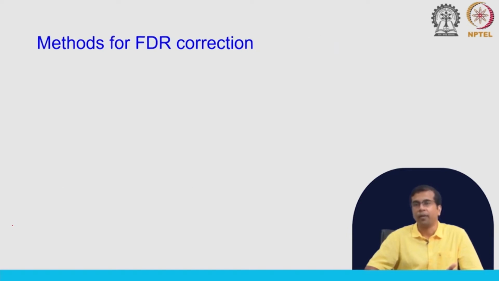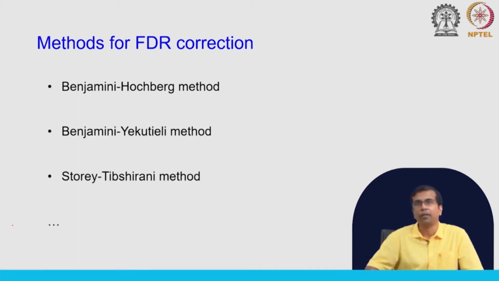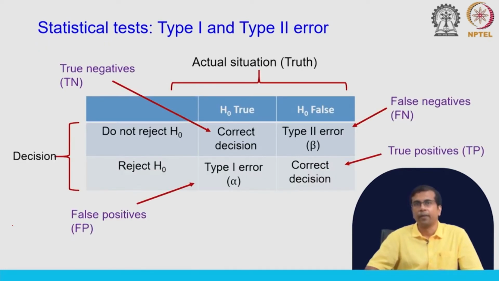Okay. And there are different methods out there. The first one and the most popular one is the Benjamini-Hochberg method. You also have other methods, for example, the Benjamini-Yekutieli method, and then you have the Storey-Tibshirani method. This is a Q value method, it is called the Q value method. So, we will talk about the first method, the Benjamini-Hochberg method. This is the most popular one, and for the rest of them I will just give you the references, and of course, you can have a look.